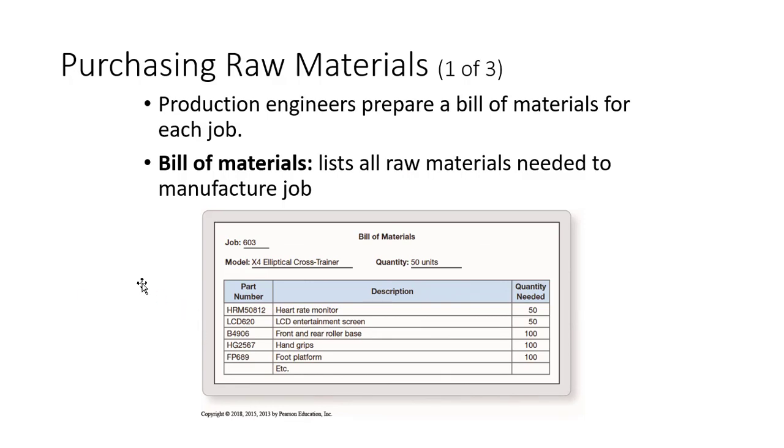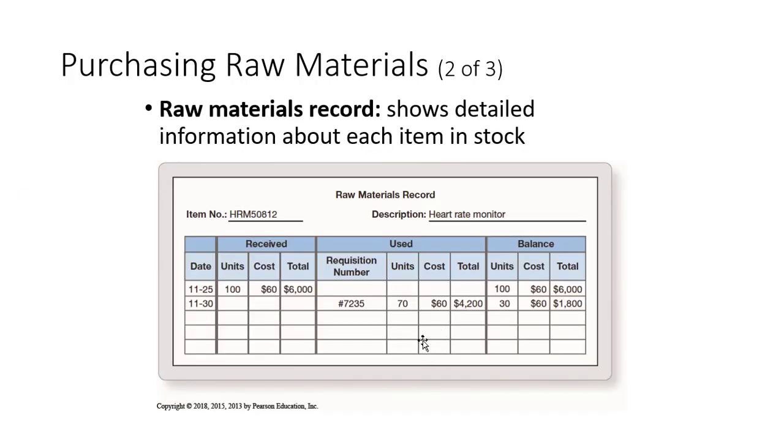When we buy goods for it, we've got what's called a bill of materials. These are all the materials that we bought to make an elliptical cross trainer, and that comes from production engineering. And here's the raw material record, which shows detailed information about each stock record. This gives us the number of units, the cost, and the total cost. So 6,000 were received, 100 were received, 70 were used. We've got 30 left in an inventory record of raw materials. There really is a lot of tracing of inventory that happens in any company.